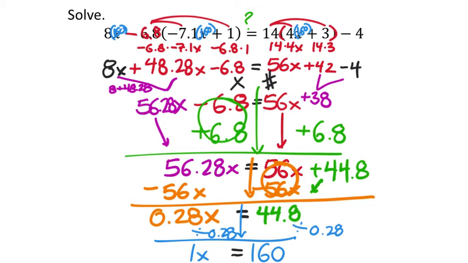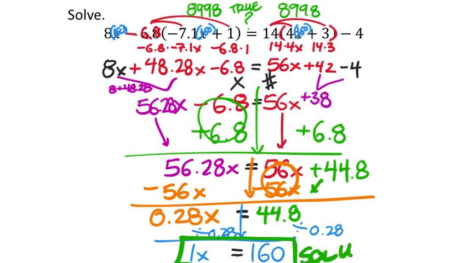And on the left side, I get this, well, it's kind of a big number, but it's doable, 8,998. On the right side, we should get the same thing. Let's find out. 14 parentheses, 4 times 160 plus 3 close parentheses minus 4, enter. And I get the same answer, 8,998. So that is true. Since we got a true statement by replacing the x with 160, I now know that it is the solution.